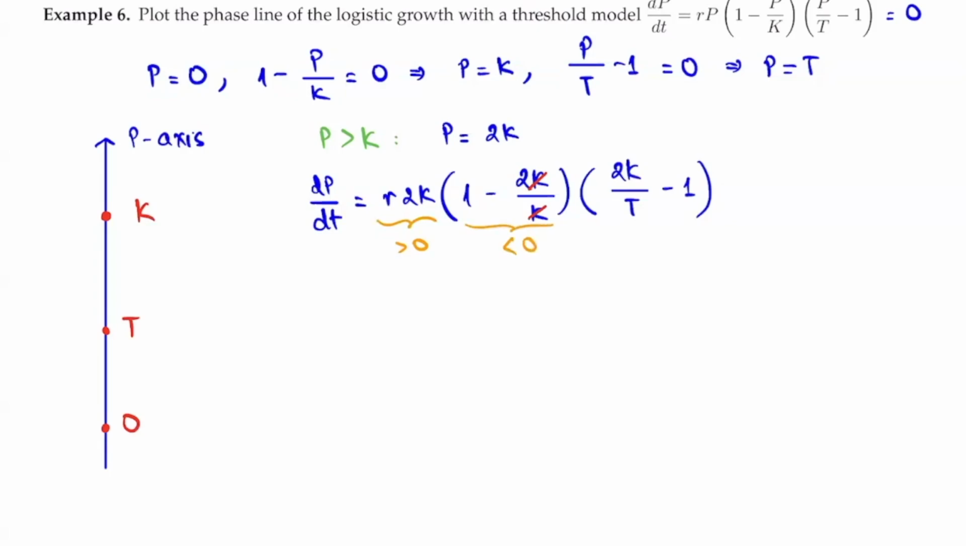K is greater than t, and therefore 2k is definitely greater than t, so this is greater than 1, minus 1 is still positive. Therefore, positive times negative becomes negative, times a positive becomes negative. So this is a negative value. And because dp/dt is negative, if you start out somewhere up here, the solution will dip down to the carrying capacity.